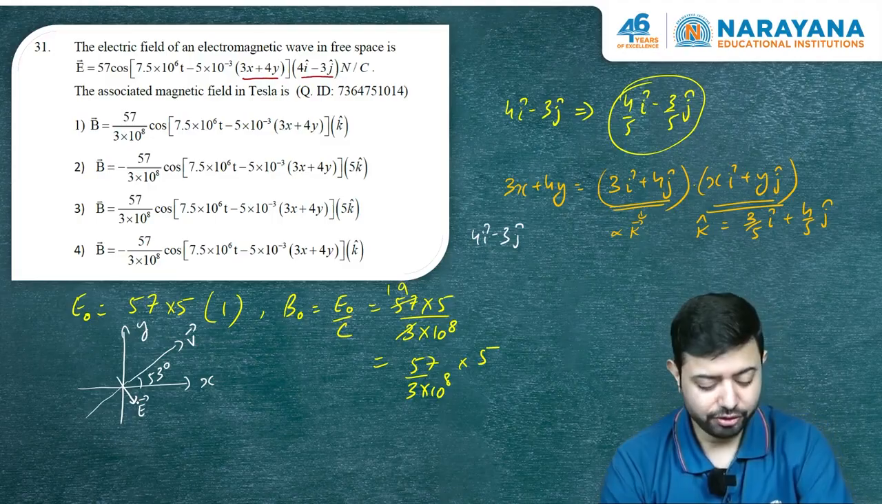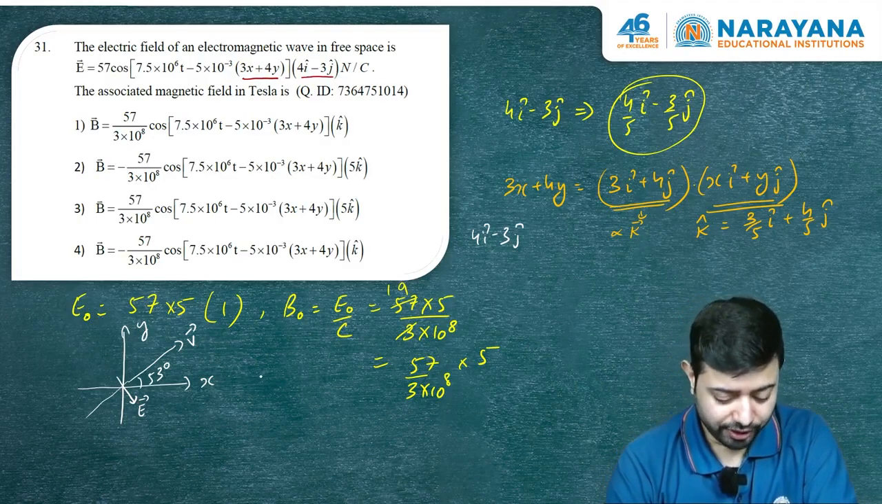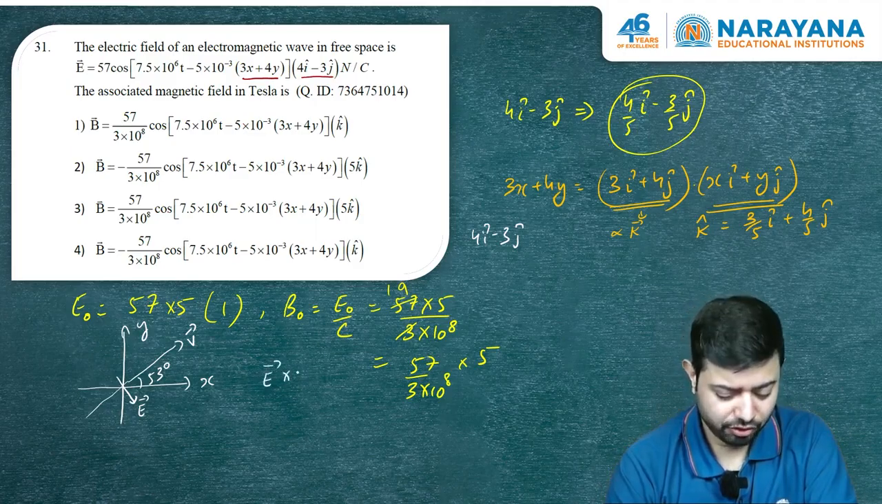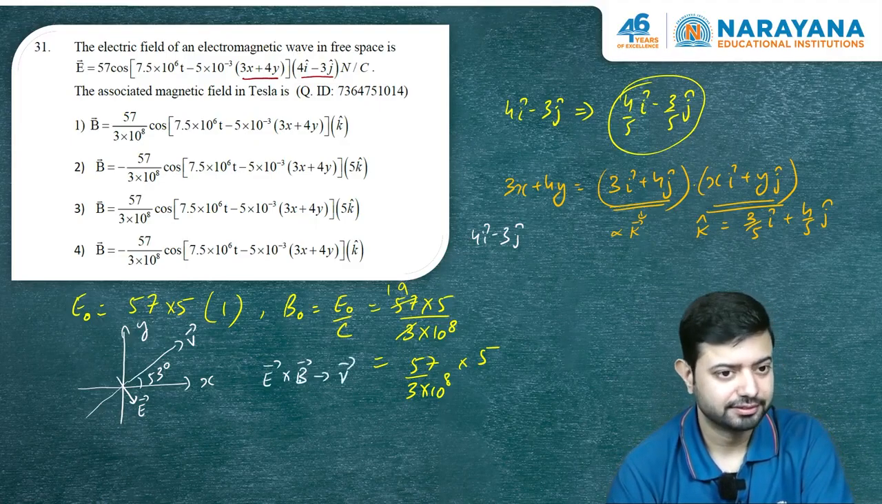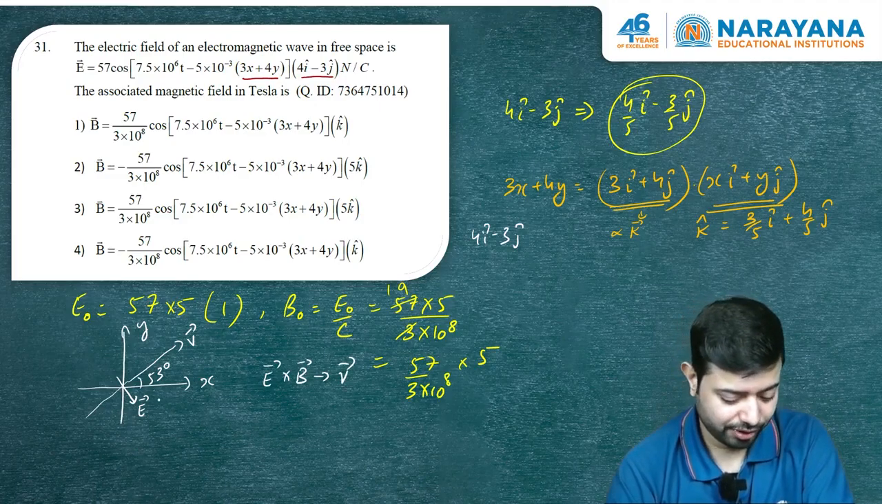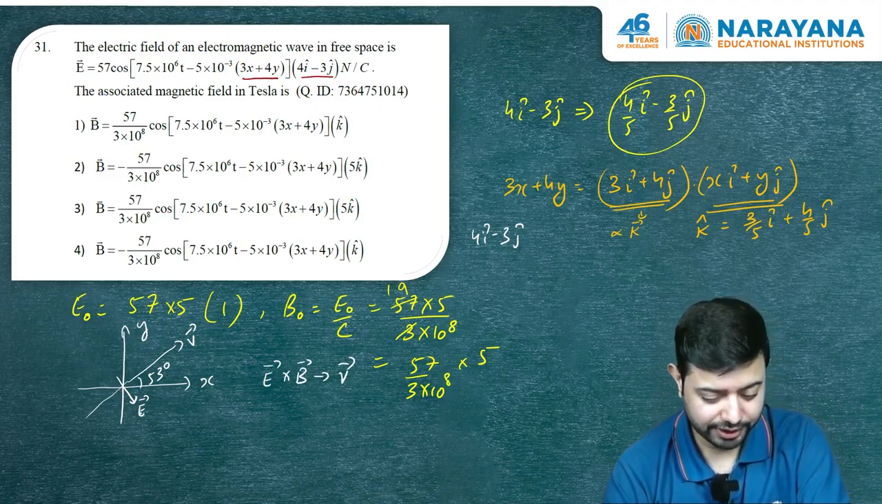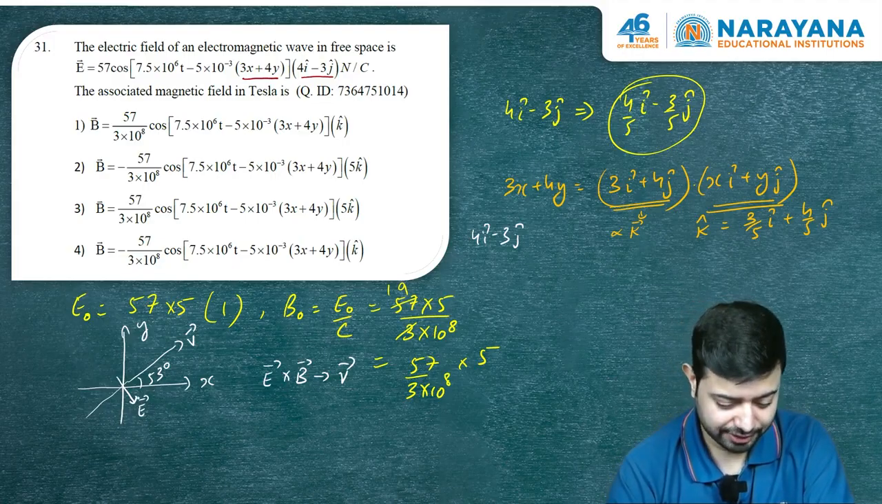So now you know one rule. Where should my B vector be? The direction of the B vector should be such that the direction of E cross B gives the direction of the velocity vector. So where should my B vector be then? From this you will get your particular answer. So where should it be?